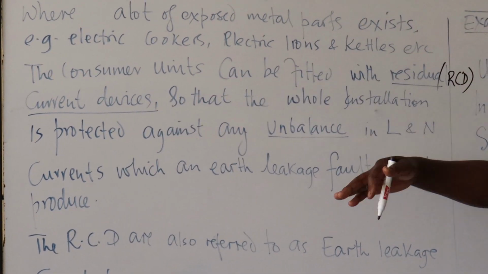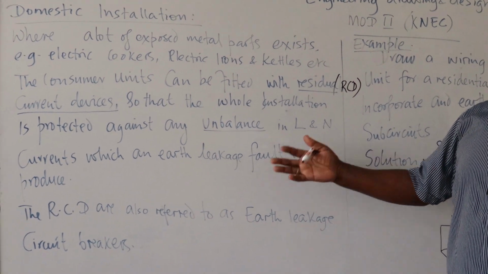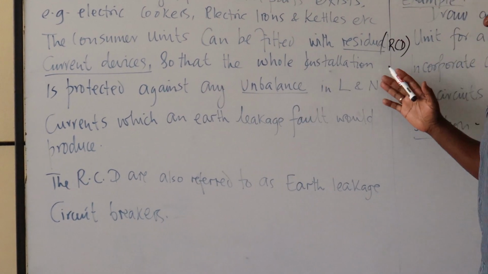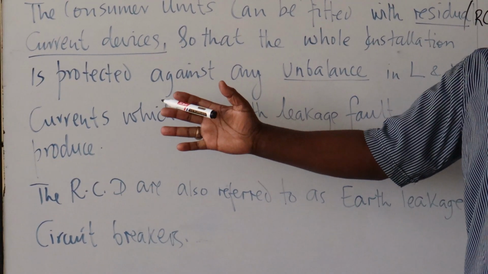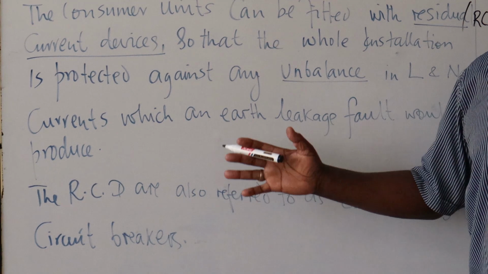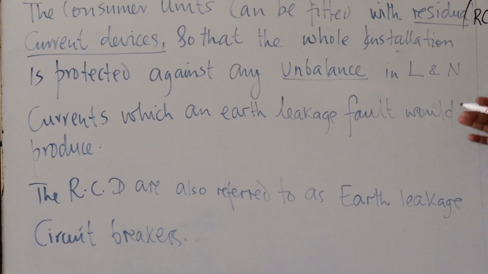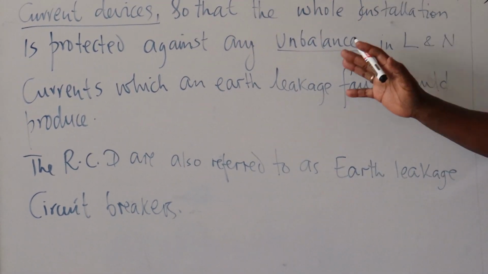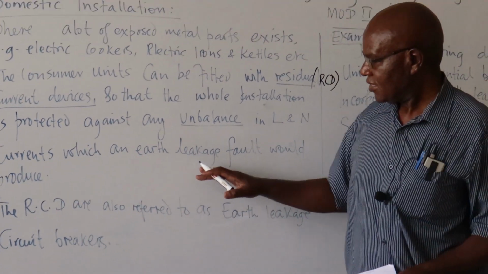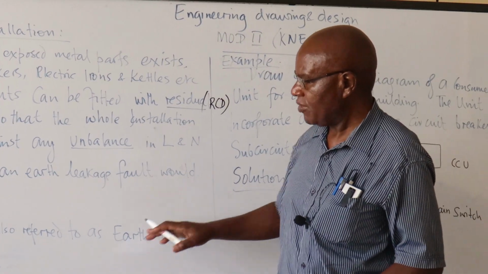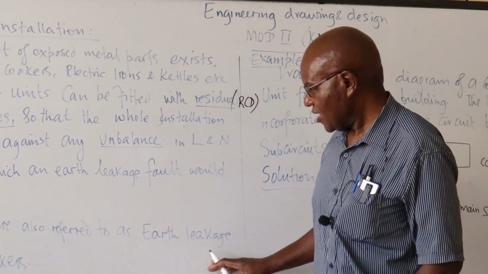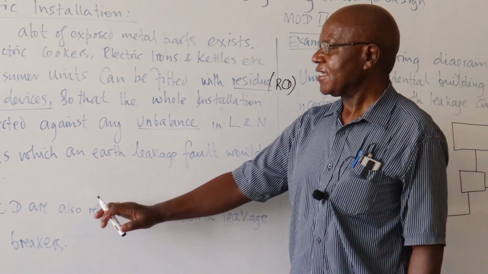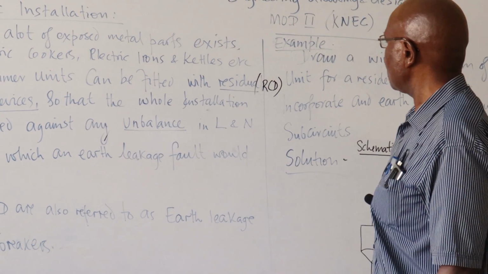Remember, we said that the ECC and the neutral should be separate. So in case some current goes in through the live, the same current should go back through the neutral. So we introduce the RCD device so that in case there is an imbalance, which means some current leaked somewhere in the installation, then the RCD device, also referred to as an earth leakage circuit breaker, would disconnect the circuit. And I think I'll do this one through an example.